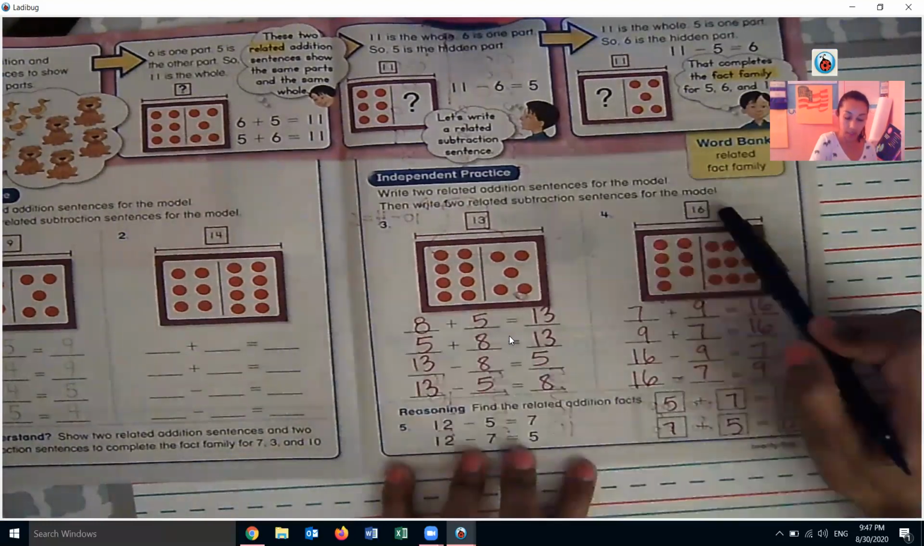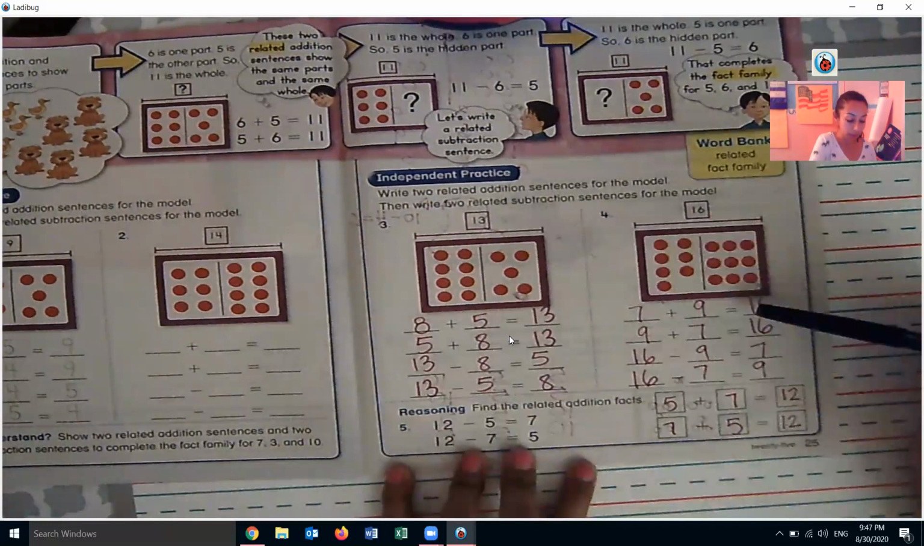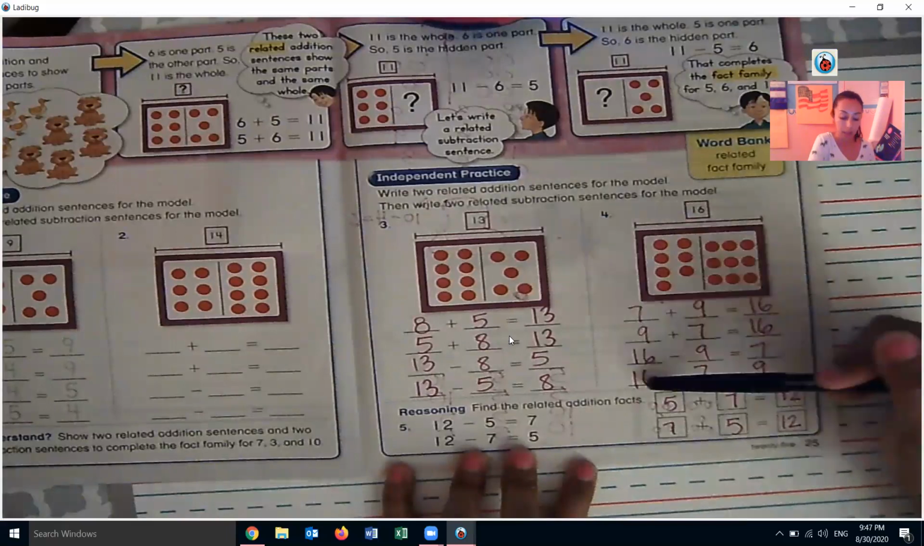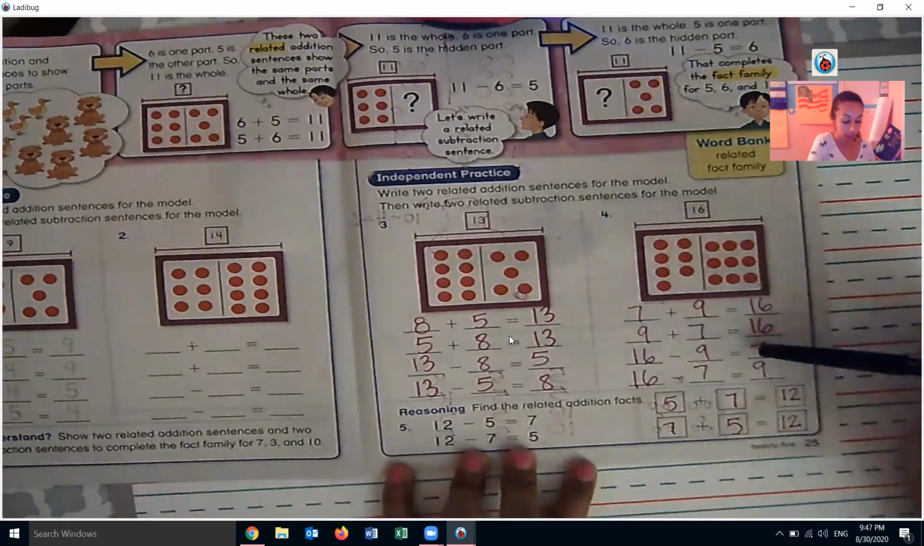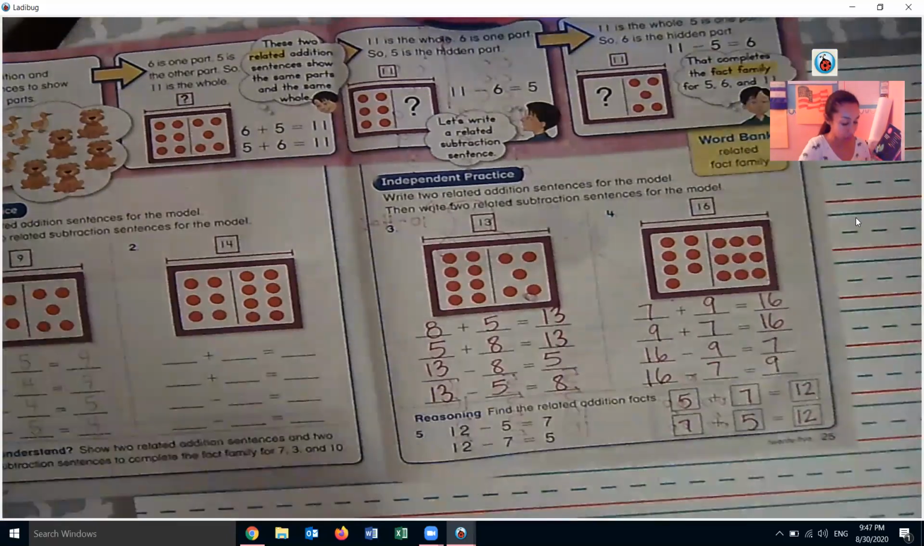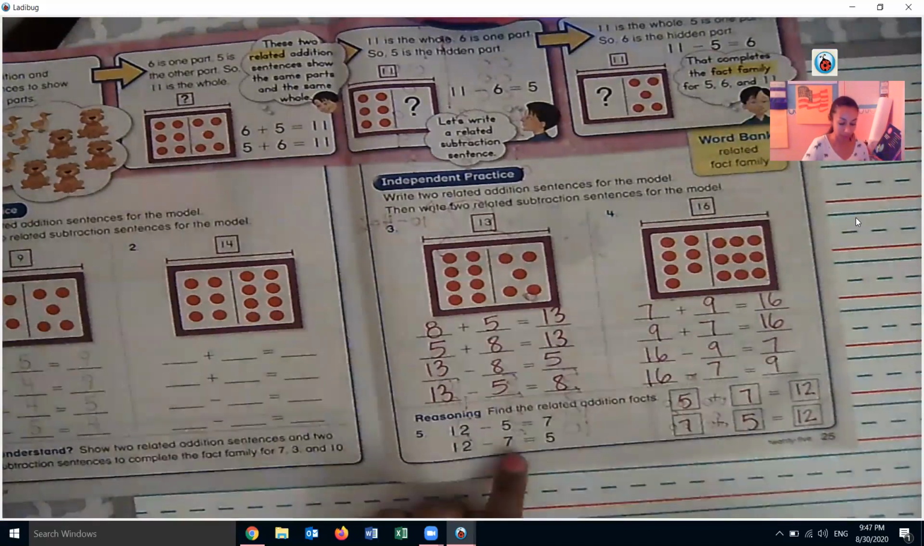For here, 16 is my whole, my big number. 7 plus 9 is 16. 9 plus 7 is 16. For subtraction, 16 minus 9 is 7. 16 minus 7 is 9. Here they have the subtraction part. 12 minus 5 is 7.